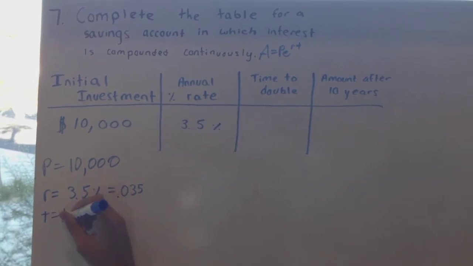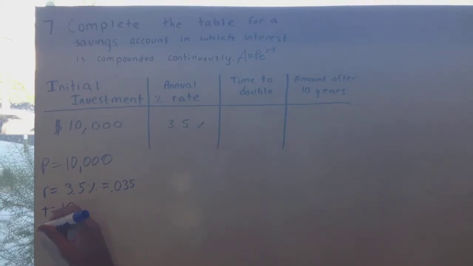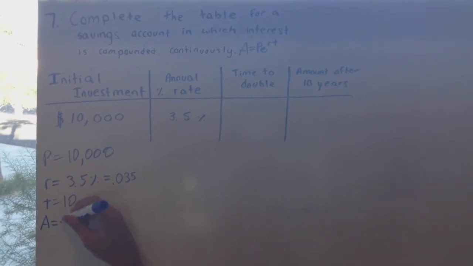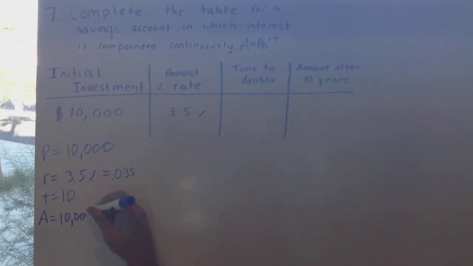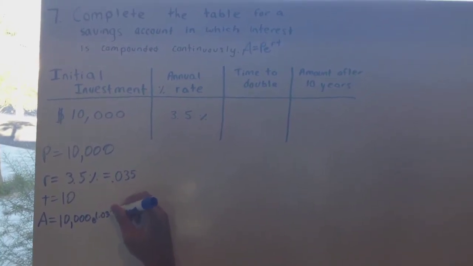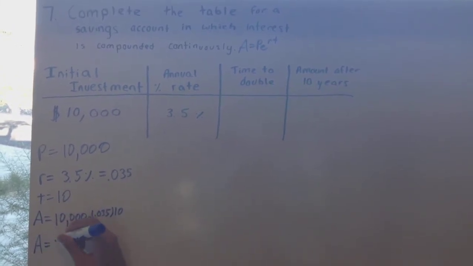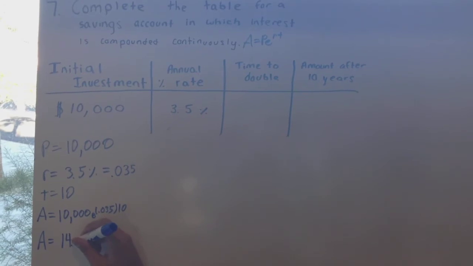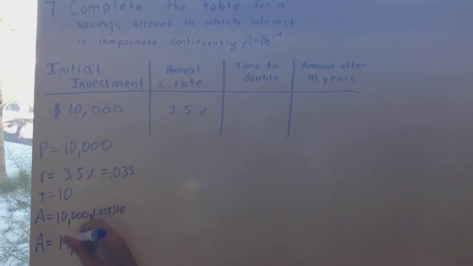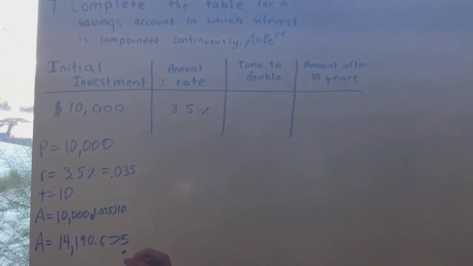Once you've gathered all the information, you're going to have to work it out. Once you've found all your variables, you plug them into the formula we said before, which is A equals P e to the r t. Once you've plugged it in, you're going to get A equals 14,190.675. That would be your answer for the amount after the 10 years.